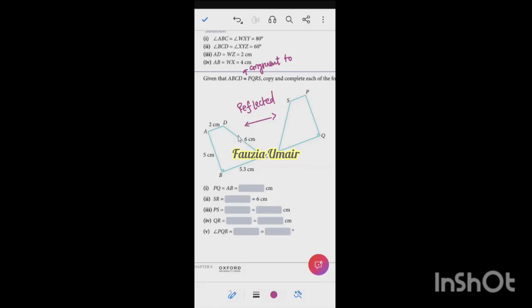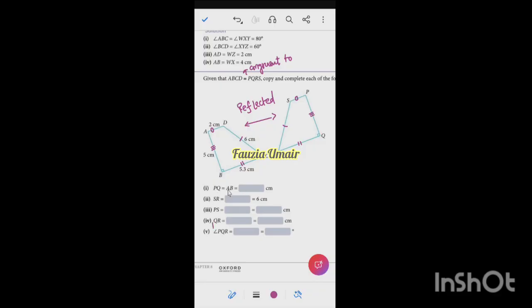I'm using well-defined symbols. So CD, its corresponding side is SR. Okay, what is the corresponding side of BC? It is QR. What is the corresponding side of AB? It is PQ. Now what is the corresponding side of AD? It is PS. I've used different symbols to highlight the corresponding sides. Now what we need to do, we will just answer these questions.